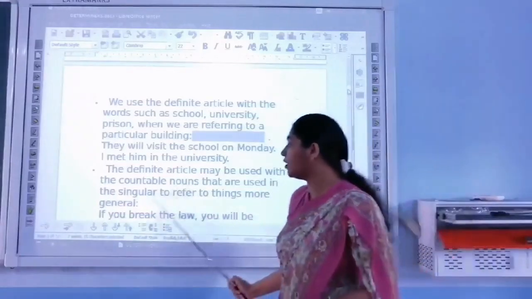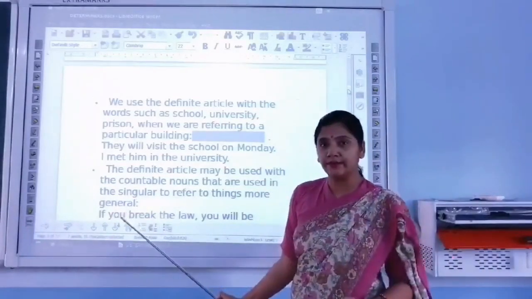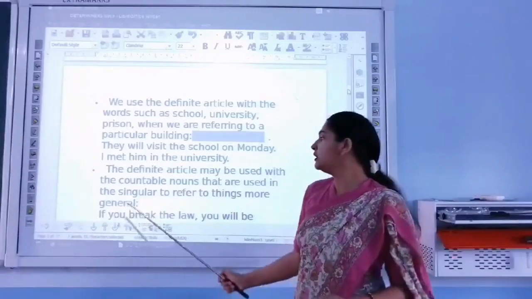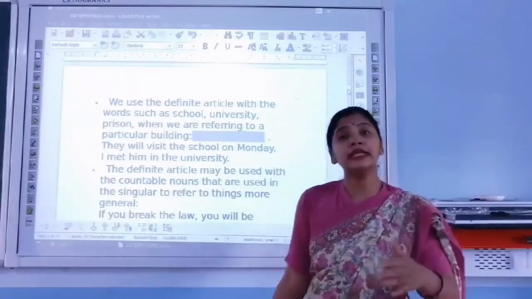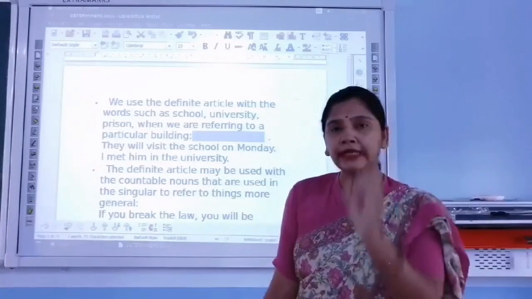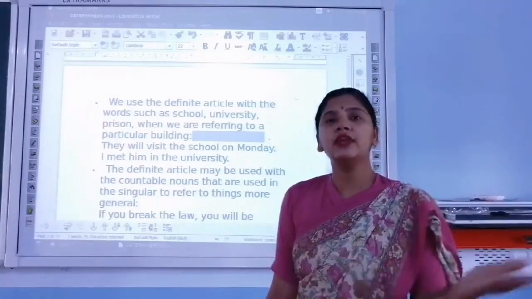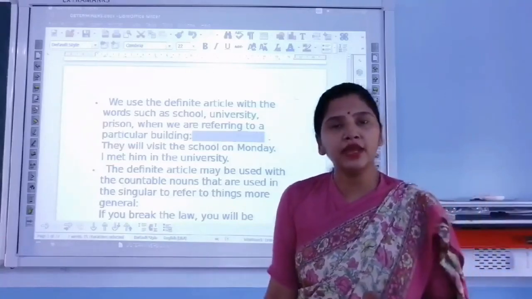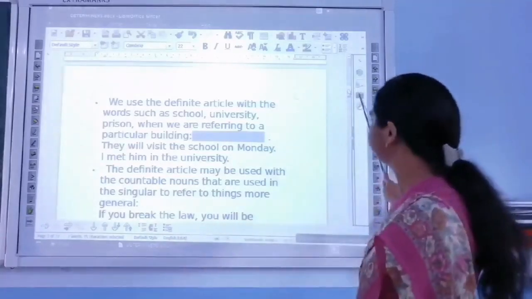See, countable noun, or if the thing is a singular, that time we have to use the in a general way, not in a specific way. जब हम उसे particularly बात नहीं कर रहे, general way में बात कर रहे हैं, that time we have to use the.